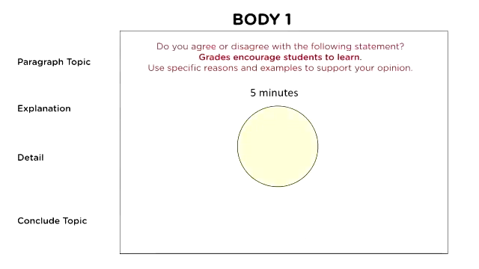Okay, so using that structure, you're going to write your body paragraph. And remember, your topic is, do grades encourage students to learn? You're going to start with a paragraph topic sentence, which introduces your opinion. You're going to then explain your opinion, give some more specific details, and then conclude your topic. You can start your conclusion with something like, therefore, this is why, or for these reasons. Okay, I'm going to give you 5 minutes to do that. And your time starts now.